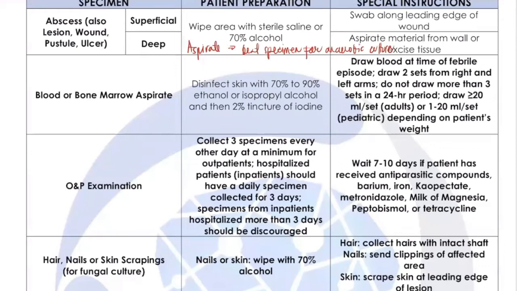We are going to draw 2 sets from the right and left arms, and we must not draw more than 3 sets in a 24-hour period. Now, very important, guys, is the volume when it comes to blood culture. For adult patients, we are going to collect at least 20 ml per set, and 1 to 20 ml per set for pediatric patients, depending on the patient's weight. But always remember that the volume is very important when it comes to blood culture.